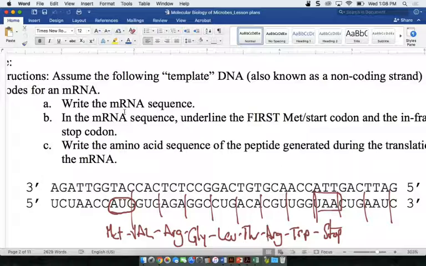What binds to these codons? Anticodons. Found on what? What molecule has the anticodons? Not the mRNA. The tRNA. Conceptually, the tRNA is bringing an amino acid that corresponds to these codons to the ribosome, which allows that growing polypeptide chain to form.